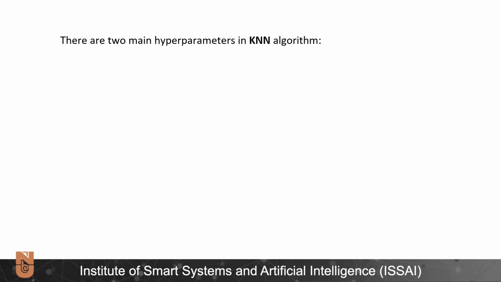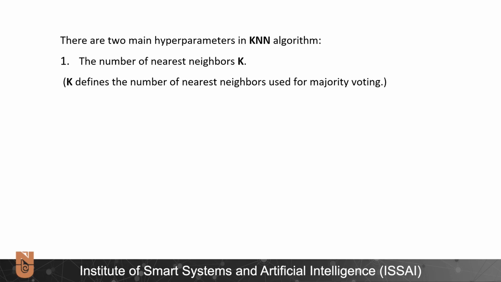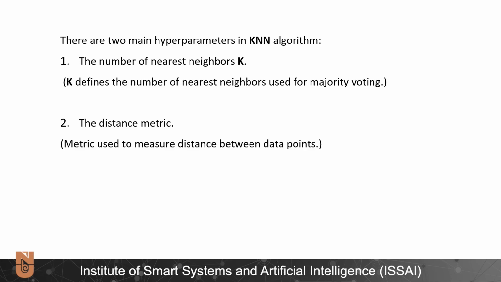There are two main hyperparameters in KNN algorithm. The first one is number of nearest neighbors k, which is used for majority voting. And the second one is distance metric, which is used to measure distance between data points.